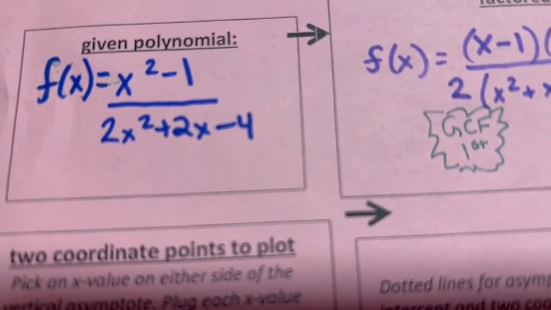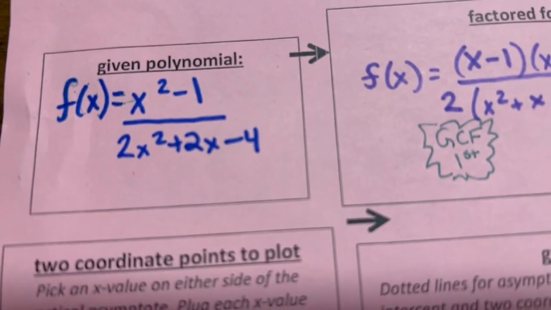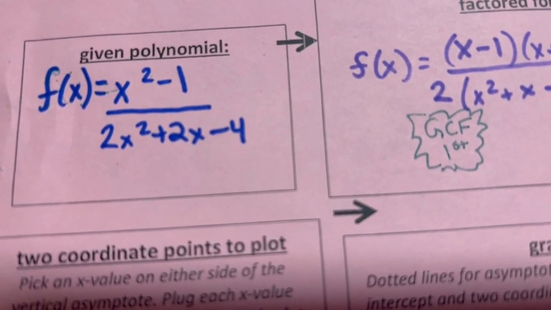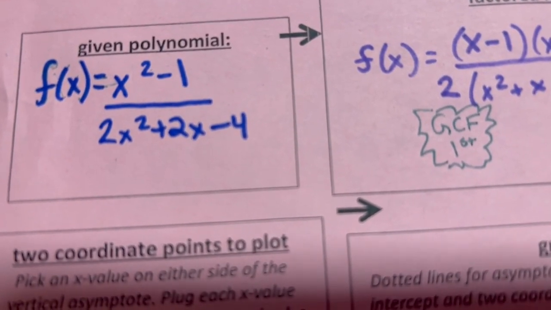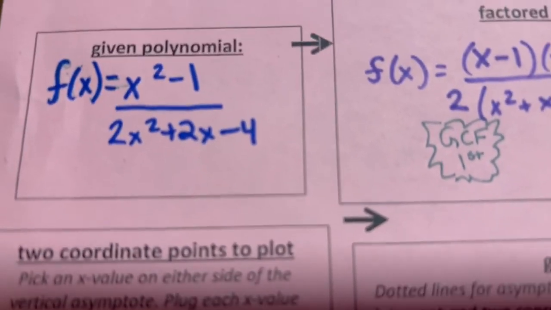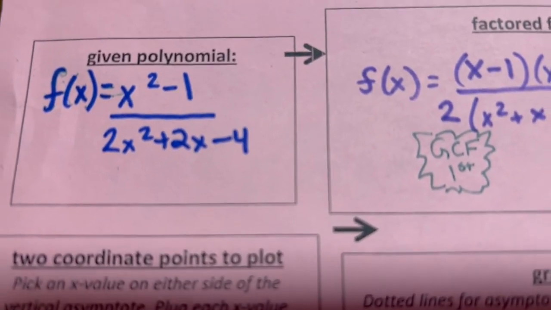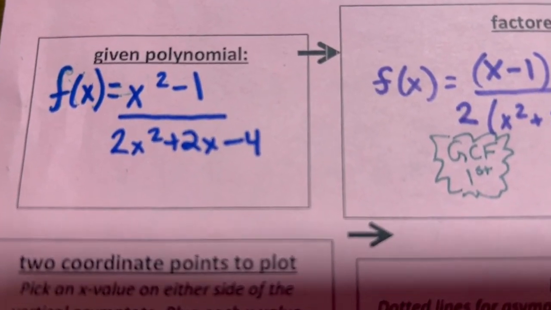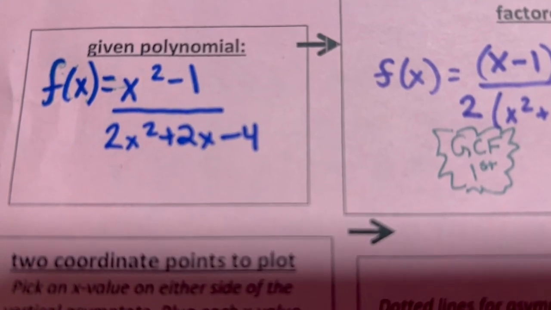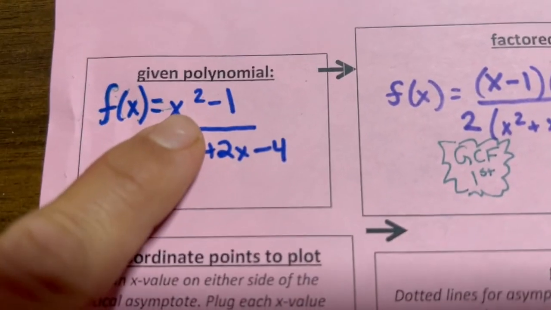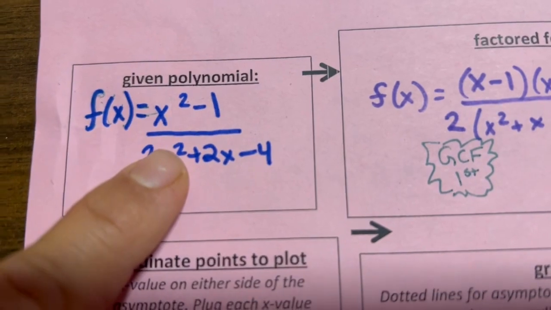Okay, let's look at this given polynomial f of x equals x squared over 2x squared plus 2x minus 4. Now our goal is going to be to graph this polynomial. So the first thing we have to do is factor the quadratic in the numerator. That's a difference of squares. This x squared minus 4 will factor into conjugates.